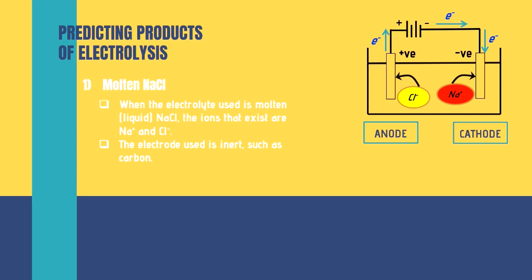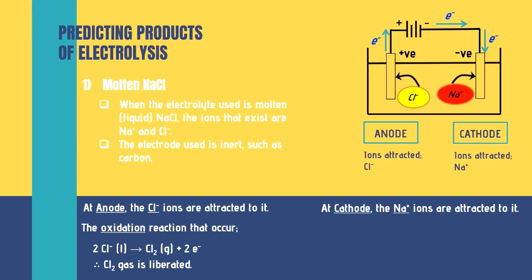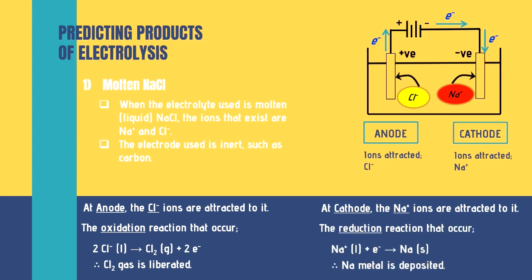At the anode, the ion attracted to it is Cl-, while at the cathode, the ion attracted to it is Na+. Therefore, the Cl- at the anode will undergo oxidation to produce chlorine gas. On the other hand, at the cathode, the Na+ will undergo reduction to produce Na metal, which is deposited.